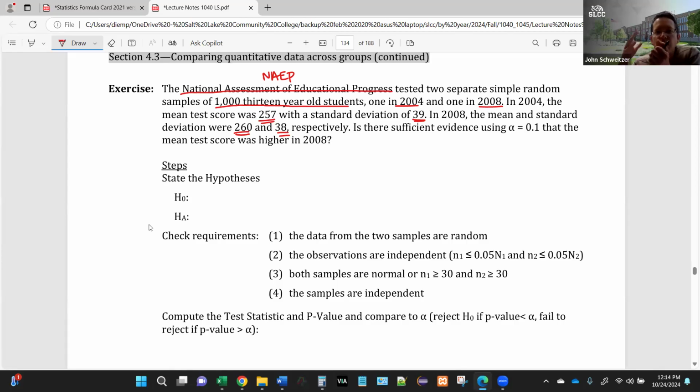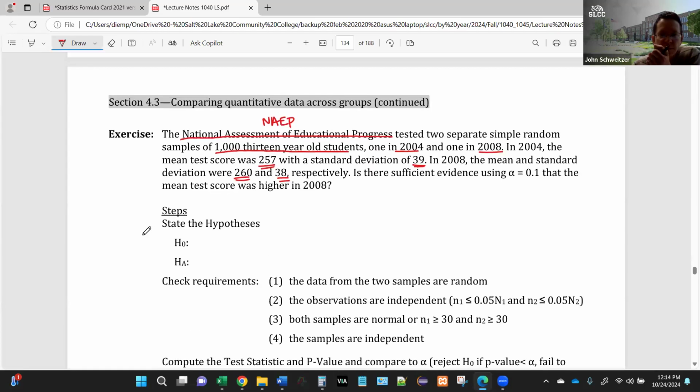Okay, so first, before we think about practical significance, we always think about statistical significance, right? So what does the picture look like here? Well, we've got all of the 13-year-olds, all the kids who were 13 in 2004, right? So this is the 2004 cohort. And then we have the group of 13-year-old students who were 13 in 2008. Okay. And so there's millions.